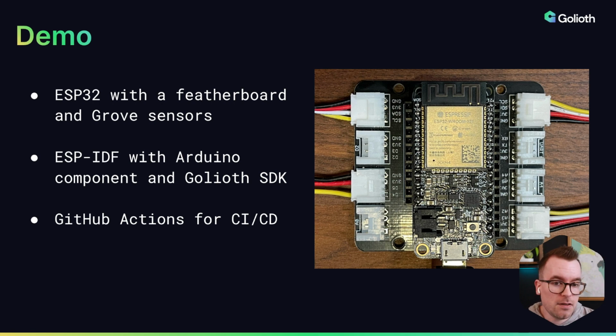I have an ESP32 here. It's in the Feather form factor, a Feather board with some Grove sensors plugged in for air quality monitoring. I'm not going to focus so much on that, more so just the setup for automation. It's built using the ESP IDF with an Arduino component to help me get those sensors working. And I also use the Goliath SDK for OTA updates, which I won't focus on as much, more so, as I mentioned, the automation piece.